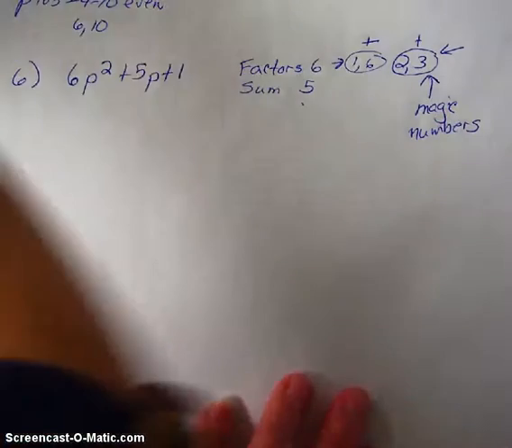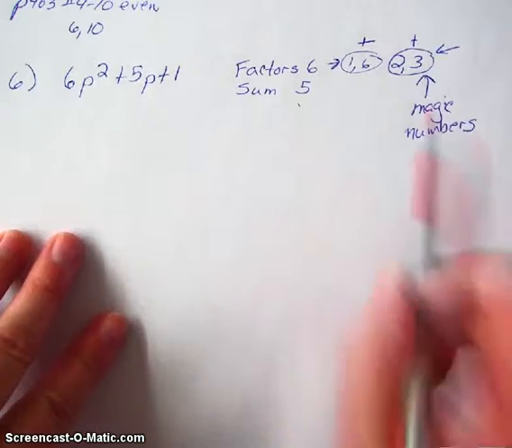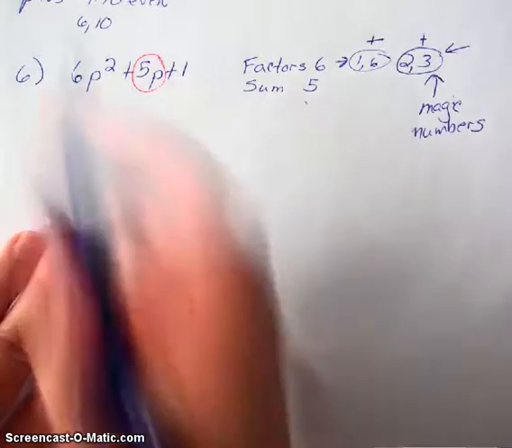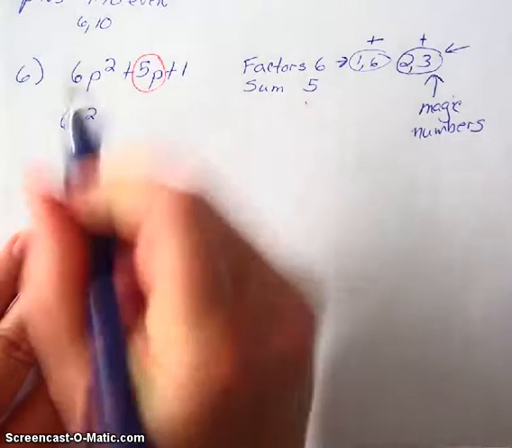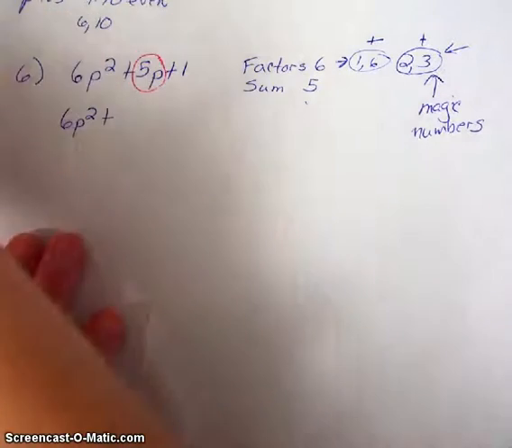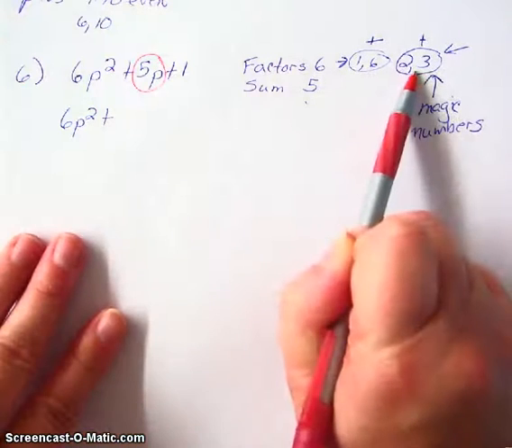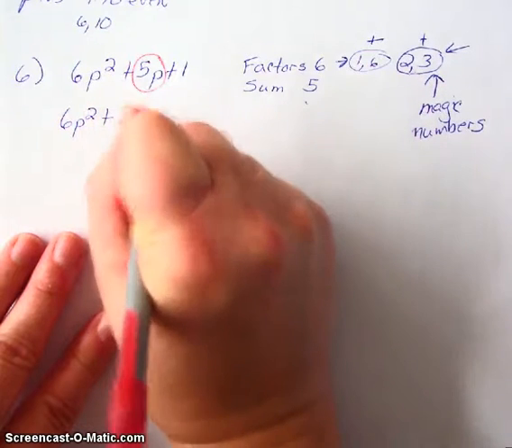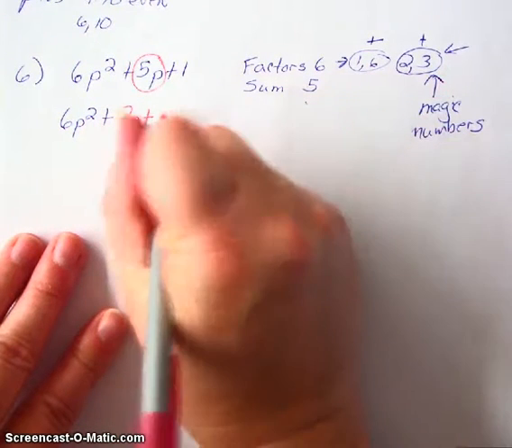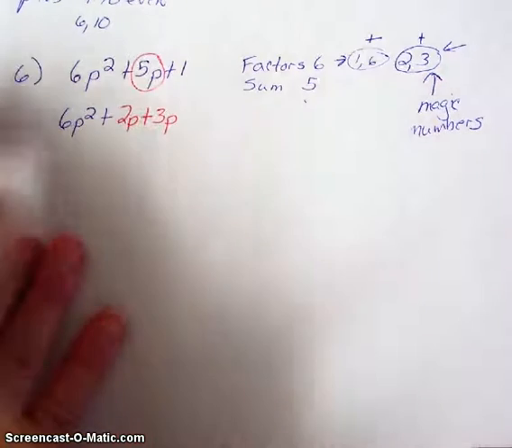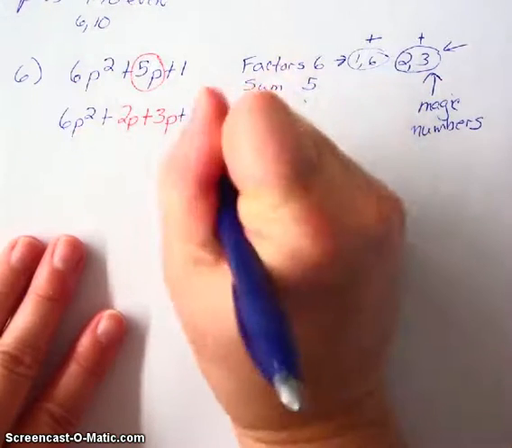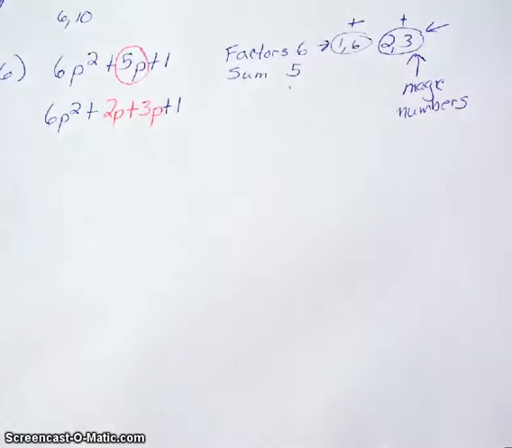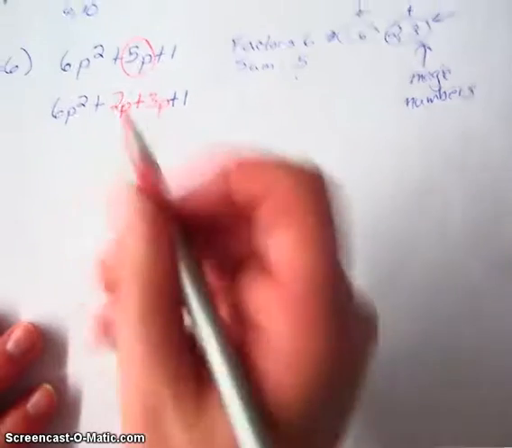All right, so once you know the magic numbers, I'm going to substitute those for the middle term. Okay, so I'm going to bring down 6p squared. Instead of 5p, I'm going to use these two numbers. So I'm going to use a 2p plus the other magic number is 3. So I'm going to use a 3p. Okay, so those went in where 5p was. Then I'm going to do factor by grouping.